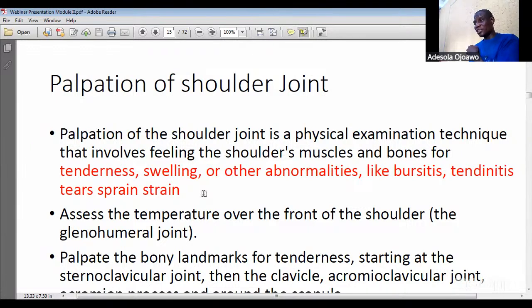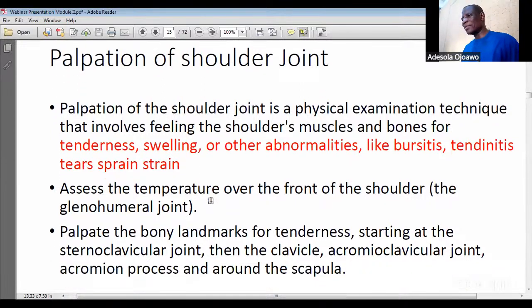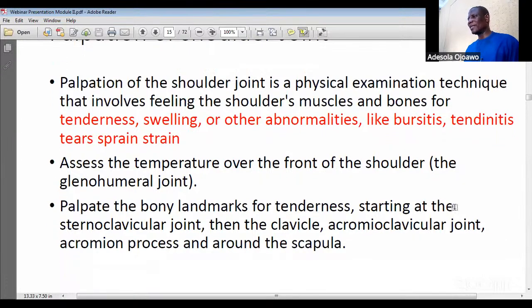If you don't touch it, you'll be thinking there's a problem somewhere, because the patient's problem will never be resolved until you touch it. So in that way, palpation is extremely important. When you palpate, you're assessing the temperature in front of the shoulder and palpating bony landmarks for tenderness, which I've mentioned. Then you have to palpate some of the small joints associated with the shoulder joint: the sternoclavicular joint, the clavicle, the acromioclavicular joint, the acromial process. Then you have to palpate the scapula as well.